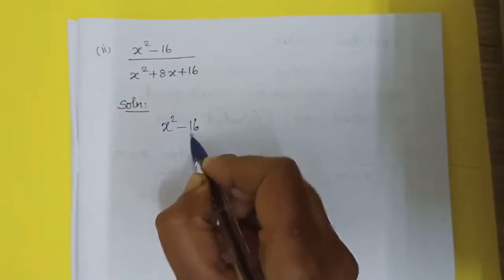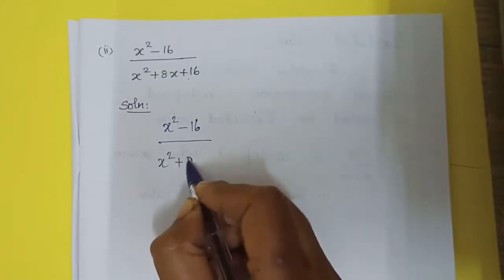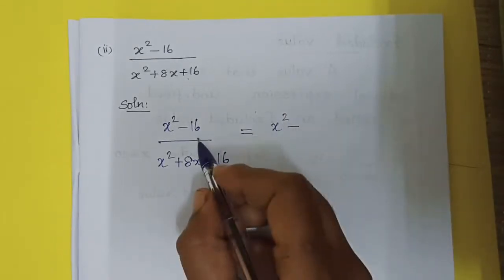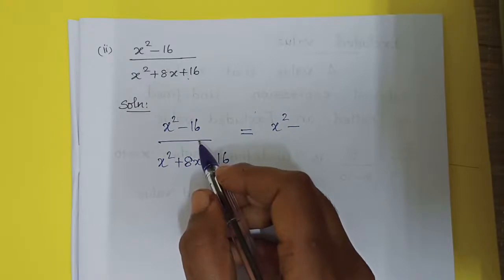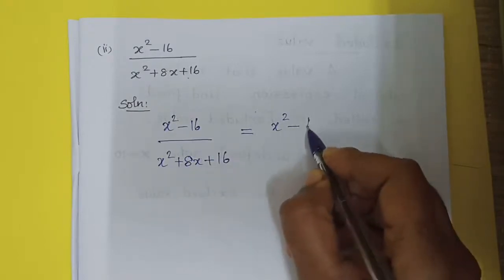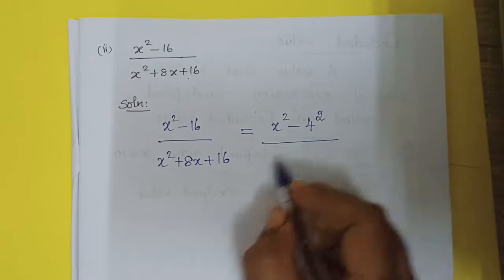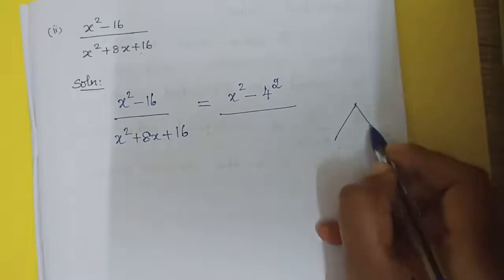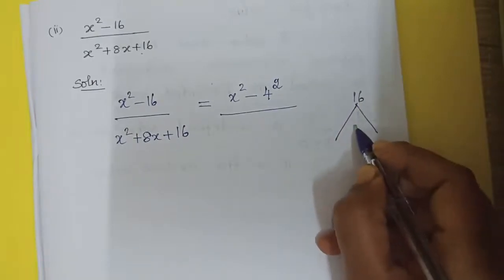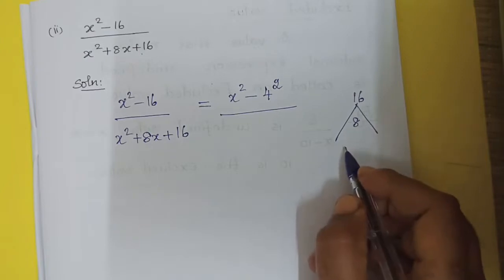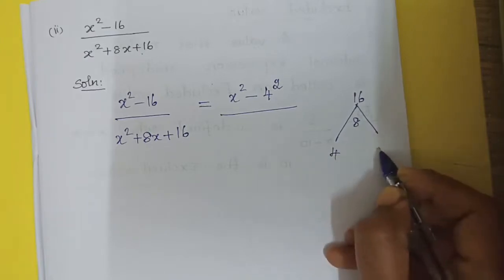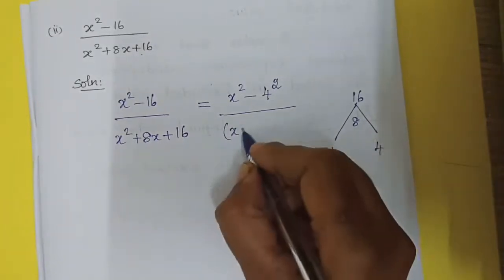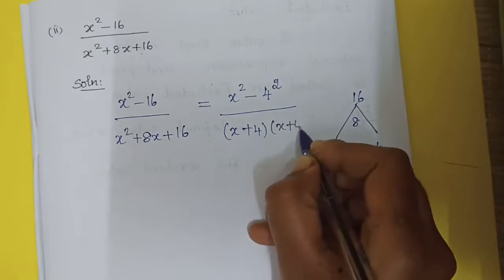So x square minus 16 divided by x square plus 8x plus 16, which is equal to x square minus 16. Is it possible to write as a square number? Yes, 4 square, divided by, here this is a quadratic polynomial. Shall we factorize this? What is the product? 16. What is the sum here? 8. What are the numbers? Can you guess? 4 fours are 16, 4 plus 4 is 8. So what are the factors? X plus 4 into x plus 4.